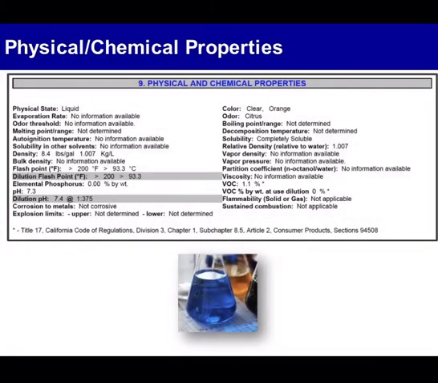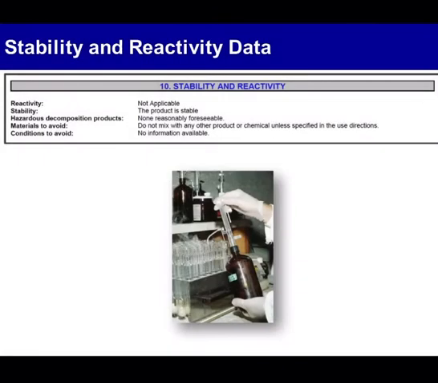The Physical and Chemical Properties section lists laboratory measurements for the product. For example, some of these may be of use for product identification and safe handling. The Stability and Reactivity Data section shows how stable the product is, what can contribute to the instability of the product, and what other chemicals are incompatible.